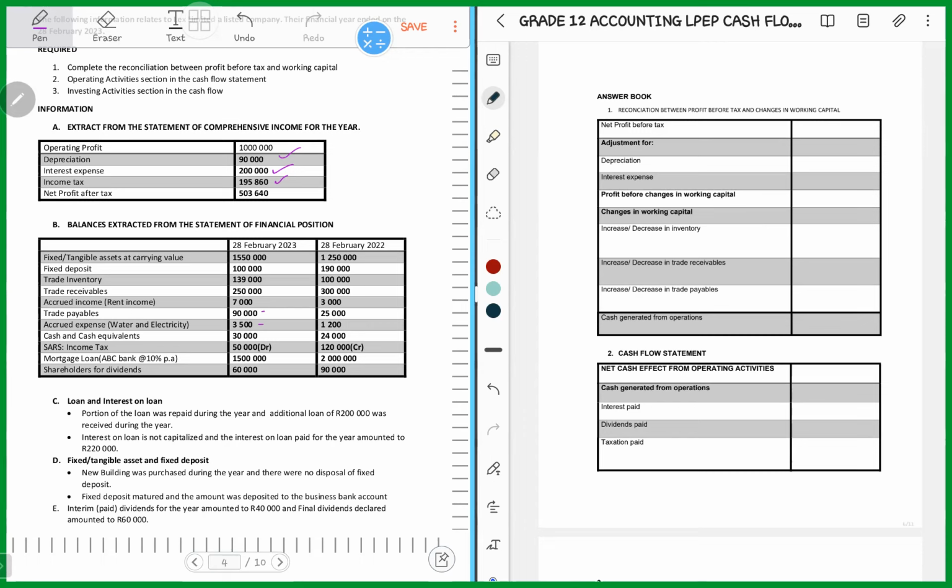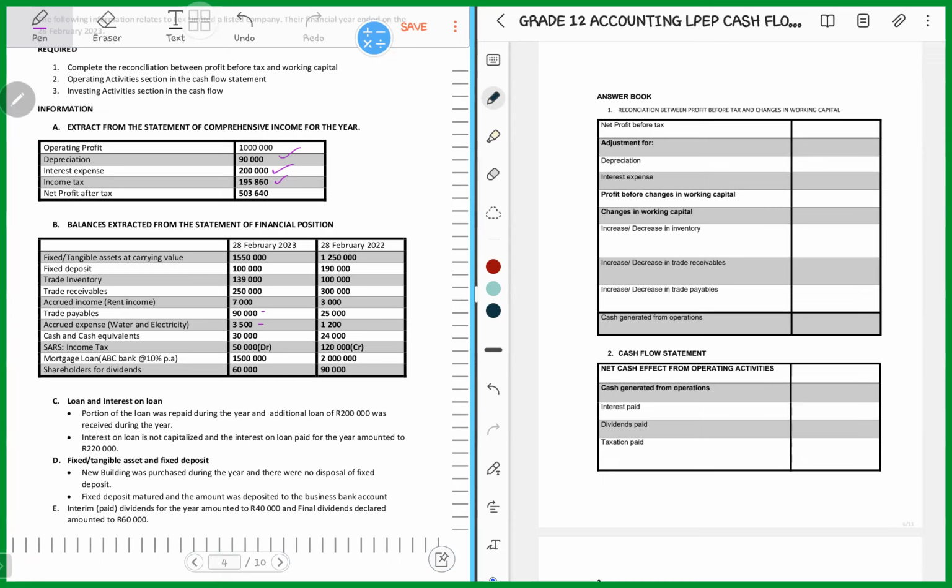We don't want the interest on loan. Then if you check, we have SARS income tax this time around. It says the opening is a credit. Then the SARS income tax is a debit. Then we also have the mortgage loan. It was 2 million when the year started. It's currently standing at 1,500,000. It means they paid, and a decrease in loan is an outflow.